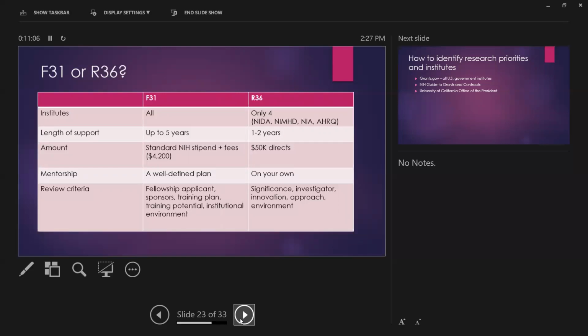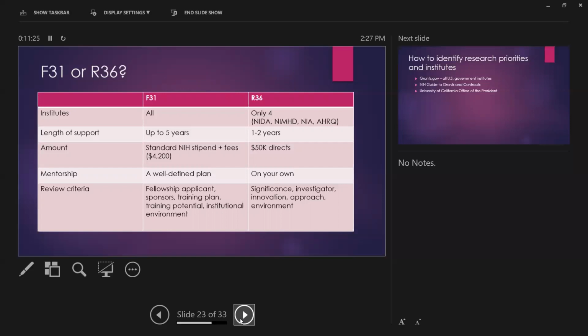And the R36 is also only 1 to 2 years. So it's basically to do a dissertation. It's not to hang around and get trained. So you do that really at the end of your research. Whereas an F31 can last you 5 years. It's really nice.